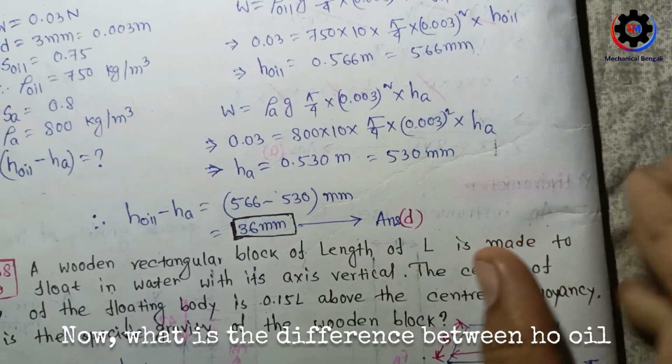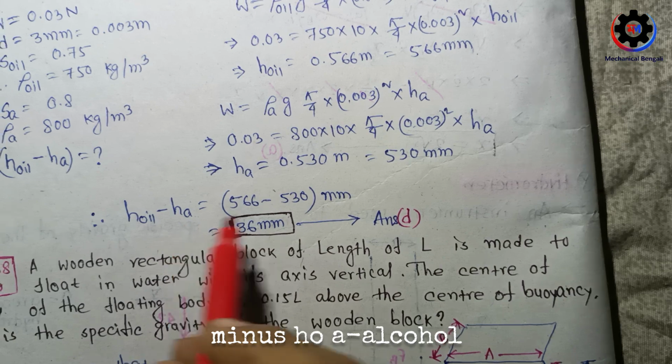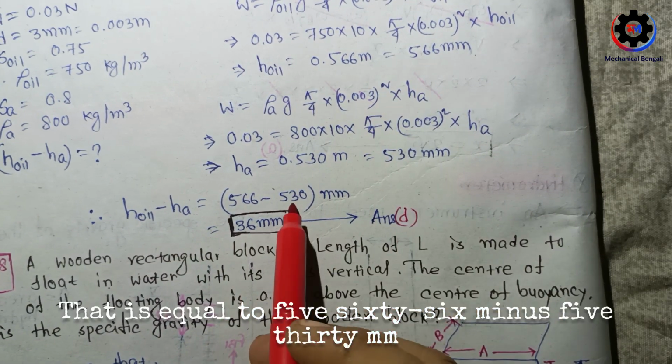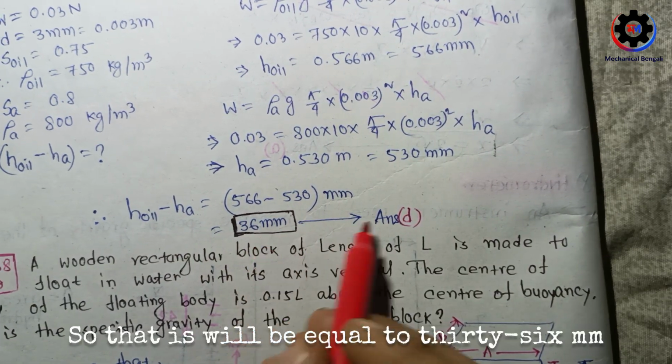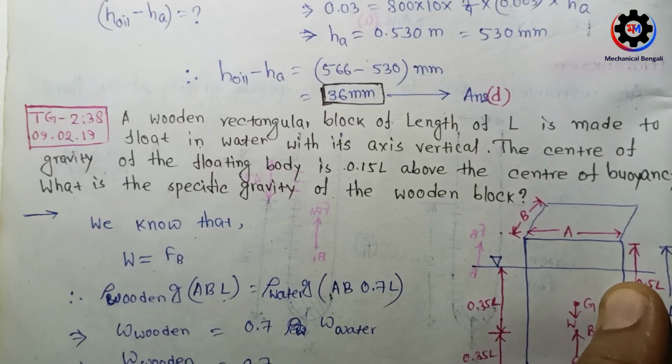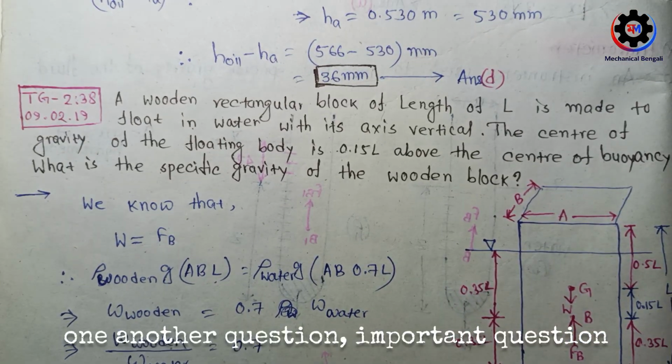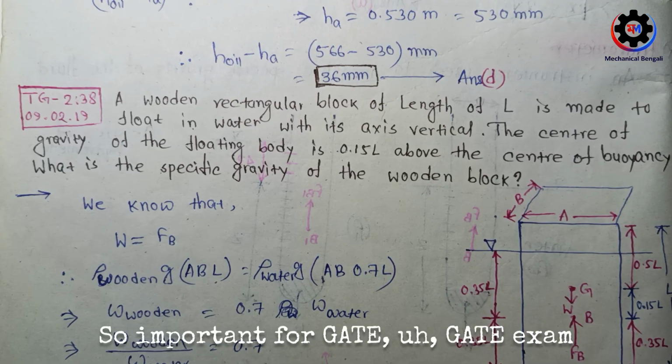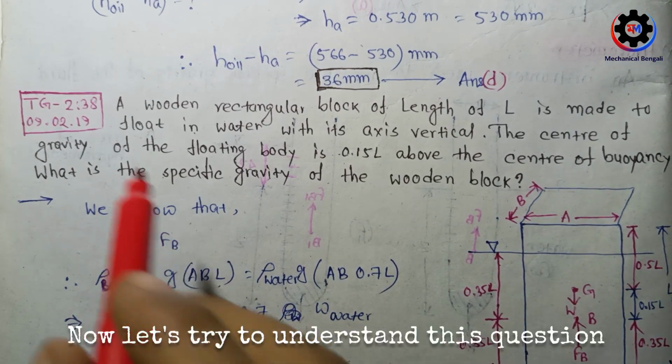Now, what is the difference between H of oil minus H of alcohol? That is equal to 566 minus 530 mm, so that will be equal to 36 mm. So this will be our answer. Now let's try to understand another question, an important question, important for the GATE exam.